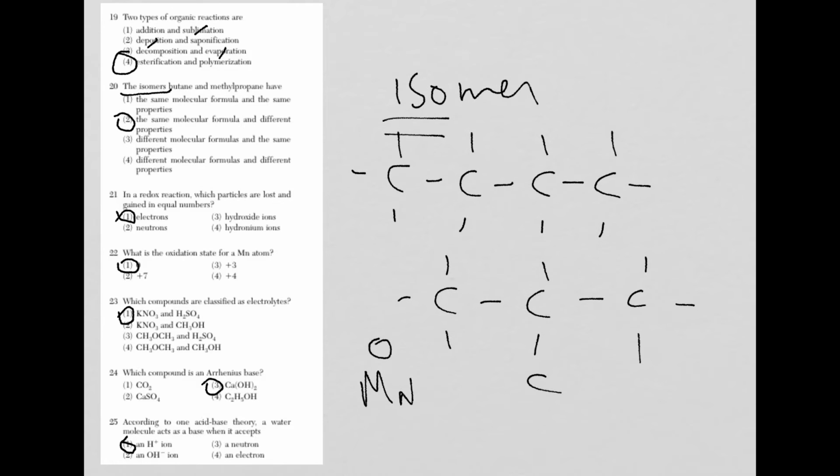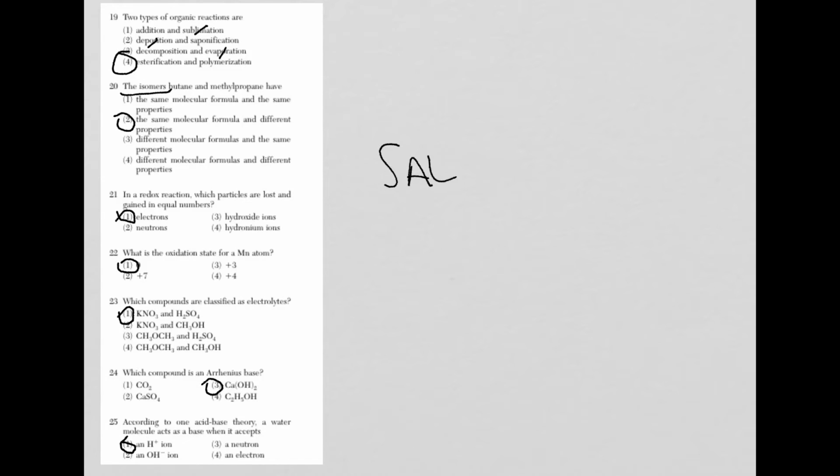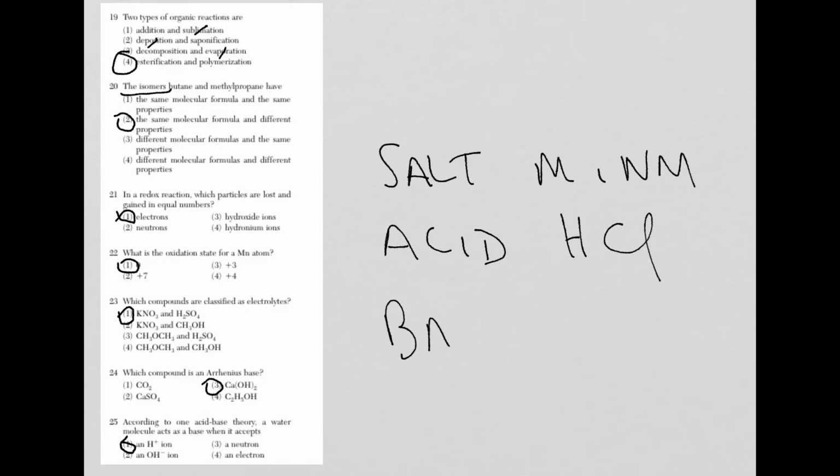23, which compounds are classified as electrolytes? Well, for electrolytes, you really have 3 categories. You have salts, you have acids, and you have bases. So you're looking for those 3 categories, right? So a salt, you have a metal and a non-metal. An acid, where you have hydrogen in the formula, for example HCl, and then a base, where typically you have a metal and an OH.